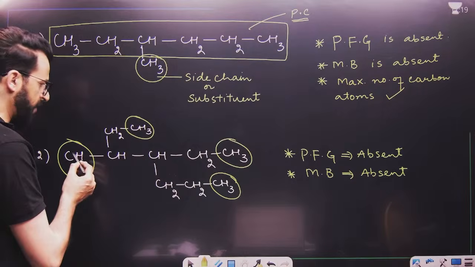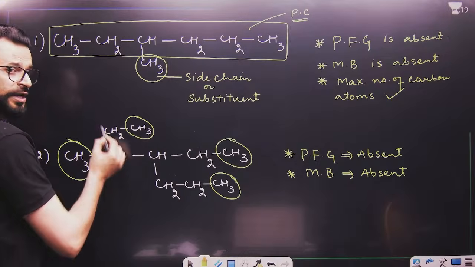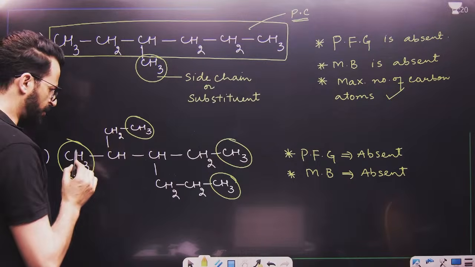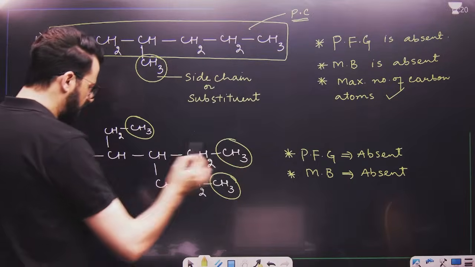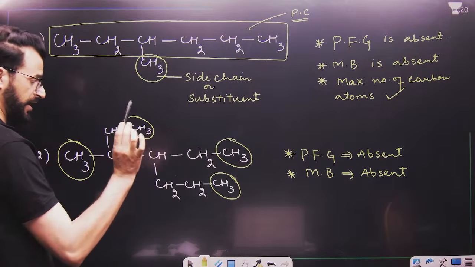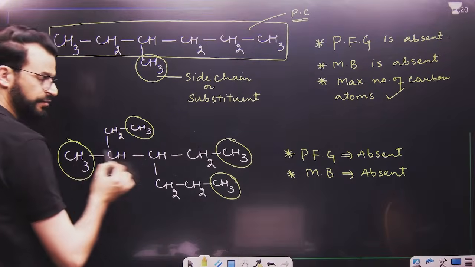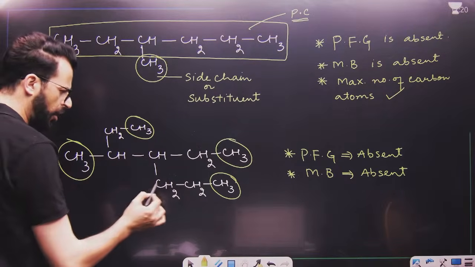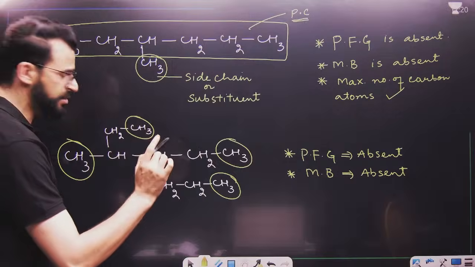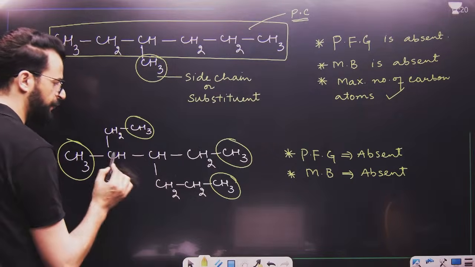Now, one possibility is like this. Have a look. One possibility is like this or like this. Another possibility is like this, or this one, or this one. This is one possibility, or this one. This is another, or this one. This is another possibility. Three possibilities are there. Now this is the fourth one. Now there are four possibilities.